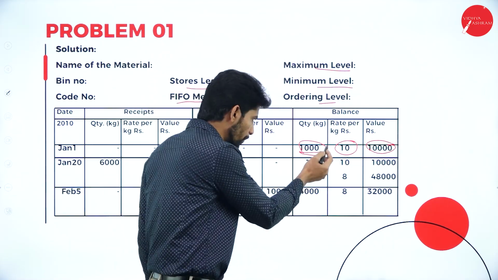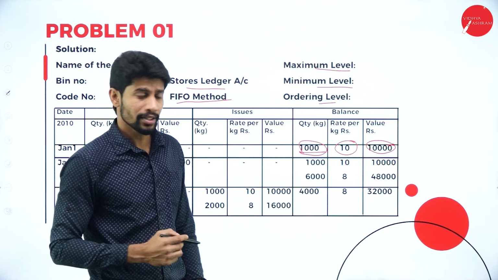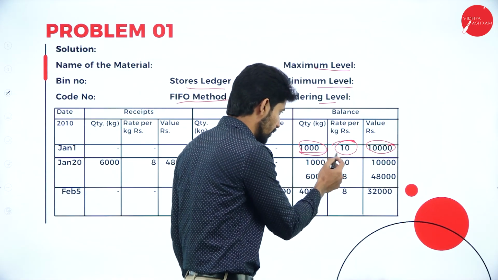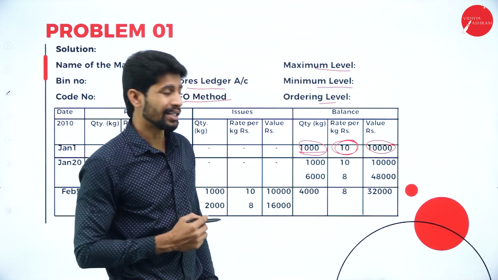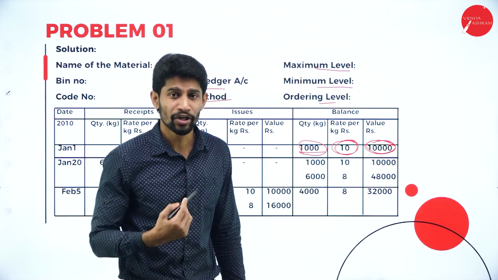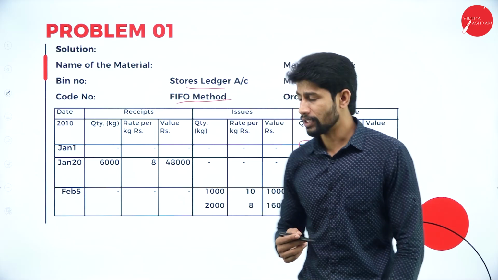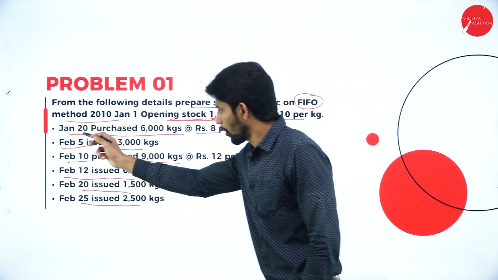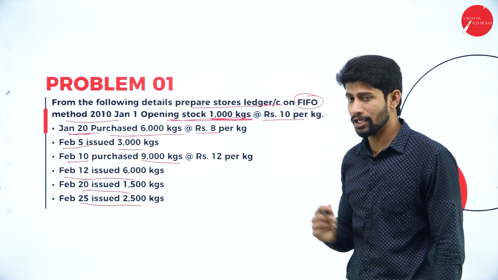So what is the balance? Opening stock we have 1,000 quantity. Next, 10 rupees per kg. And what is the total value? It is rupees 10,000. And what is the next entry we have? The next entry is on Jan 28th. So what is the entry on Jan 28th?